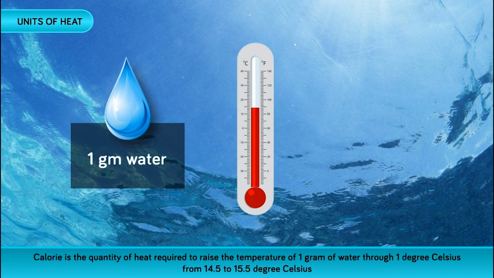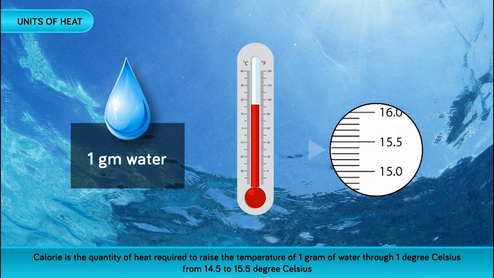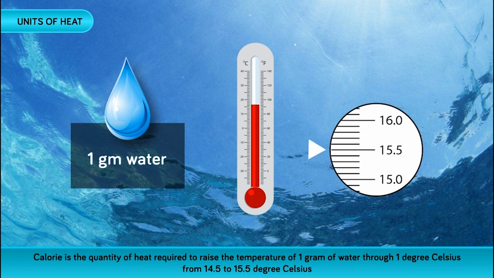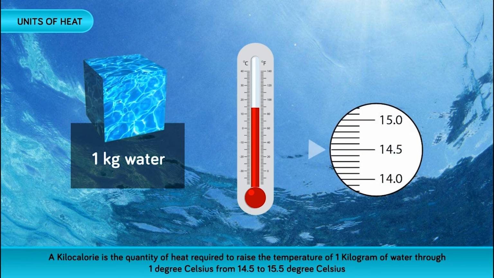Calorie is the quantity of heat required to raise the temperature of 1 gram of water through 1 degree Celsius, from 14.5 to 15.5 degrees Celsius. A kilocalorie is the quantity of heat required to raise the temperature of 1 kilogram of water through 1 degree Celsius, from 14.5 to 15.5 degrees Celsius.